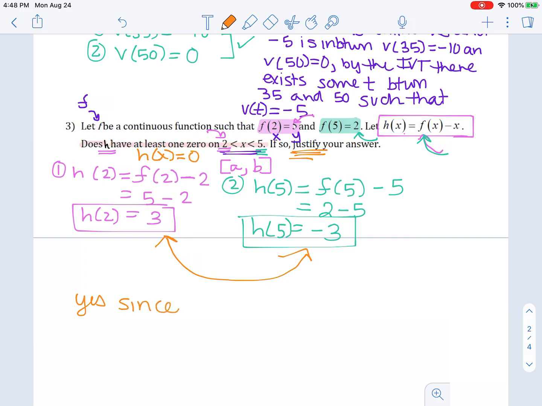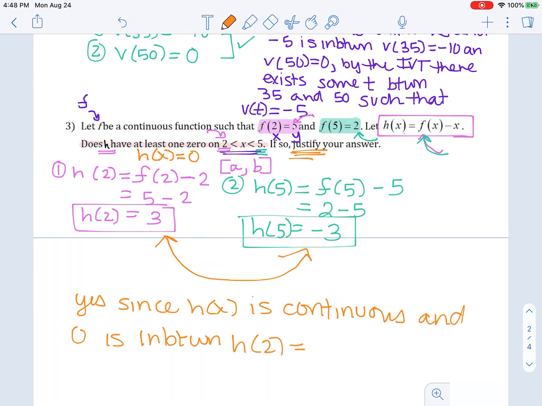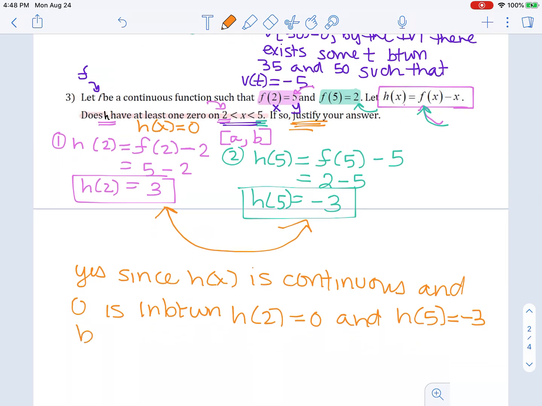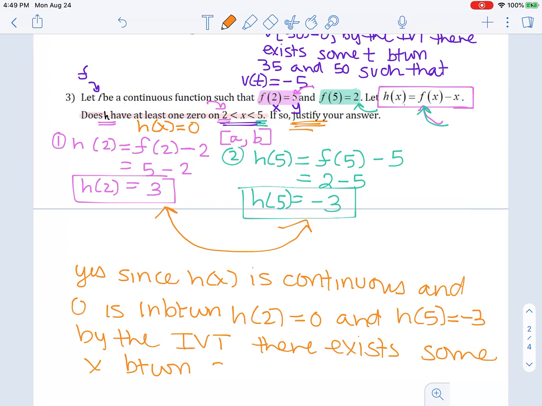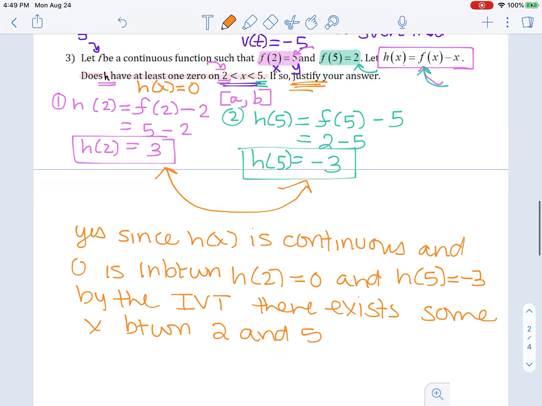We say yes, since h of x is continuous, don't forget that, continuous, and 0 is in between h of 2 equals 3 and h of 5 equals negative 3, by the intermediate value theorem, there exists some x between 2 and 5 such that h of x equals 0.